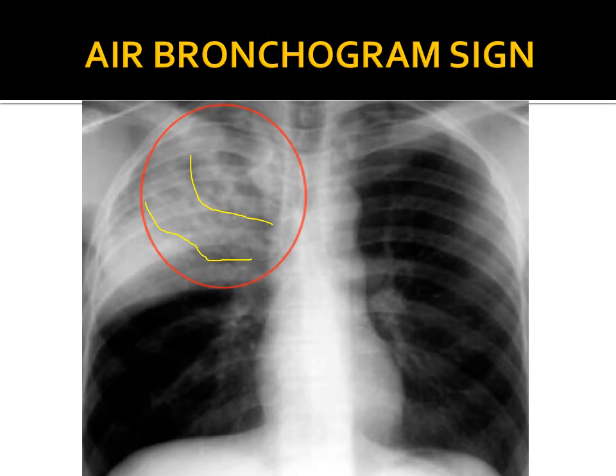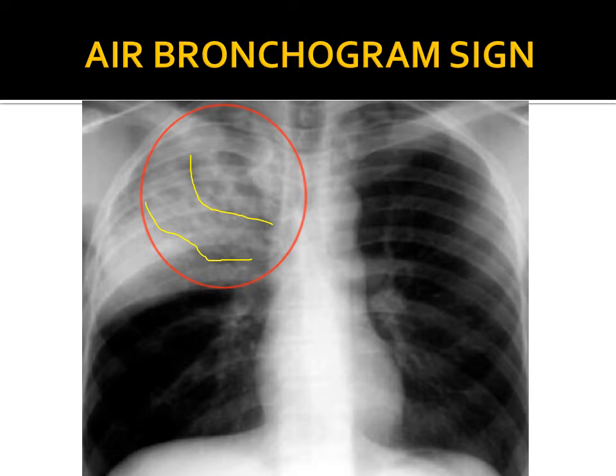In this case, it is consolidation because there are no features of volume loss like tracheal pulling, crowding of ribs, or crowding of the bronchovascular structures. So this is a case of consolidation with air bronchogram sign. We see the air bronchogram sign when a patent air-filled bronchus is surrounded by infiltrate-filled or fluid-filled alveoli. So, to get the air bronchogram sign, the bronchus should be patent.